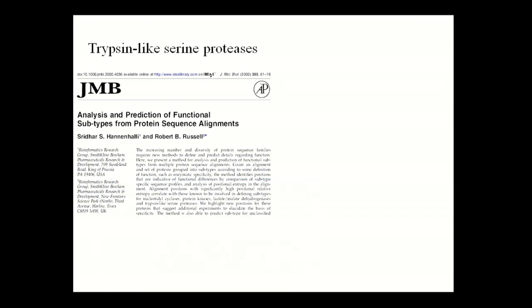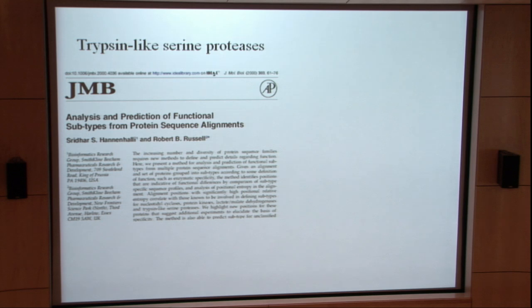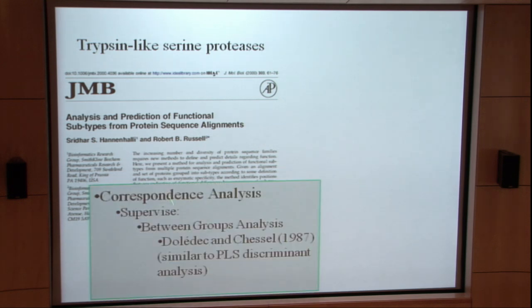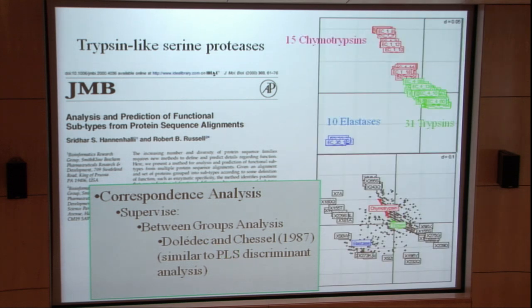Here's one example I want to show you. This is an example from Rob Russell. We're looking at 3 groups of proteins that are very similar to each other. We're asking which amino acid positions determine the specificity of the groups. So it's kind of a supervised problem. They were specifying the groups in advance. So we use correspondence analysis. We supervise it with something called between-groups analysis, which is a technique from these French guys, Sylvain Dolédec and Daniel Chessel. This is equivalent to using partial least squares discriminant analysis with PCA. It's kind of a discriminant function analysis. Anyway, here are the plots that you get.